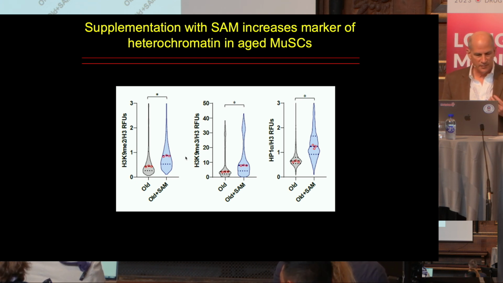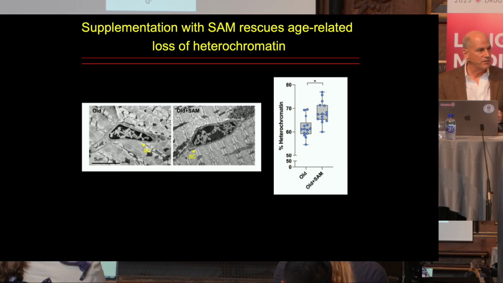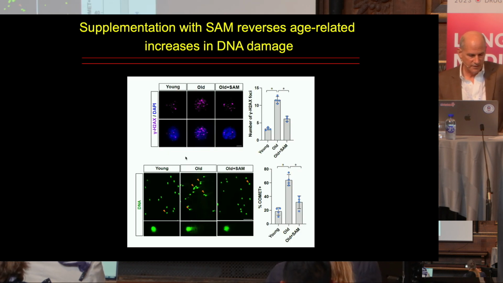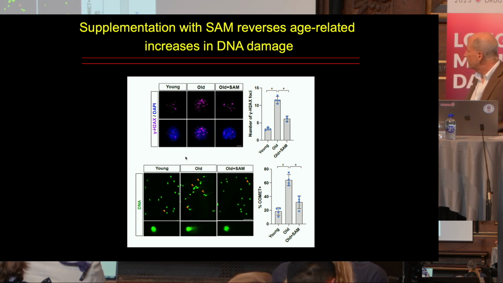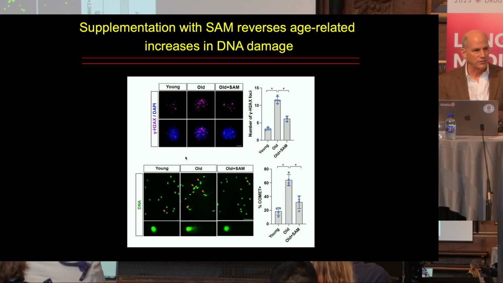So in vivo, doing supplementation with intraperitoneal injection of SAM, she could show increases in these heterochromatin marks, K9 di and trimethylation, and increases in HP1, and indeed increases in heterochromatin. So just by supplementing this metabolite, it was restoring some balance that was lost with age. And that restoration of heterochromatin was associated with, again, a reduction in the DNA damage by either gamma H2AX staining or comet assay. It goes up with age and it could be reverted by supplementation with SAM.